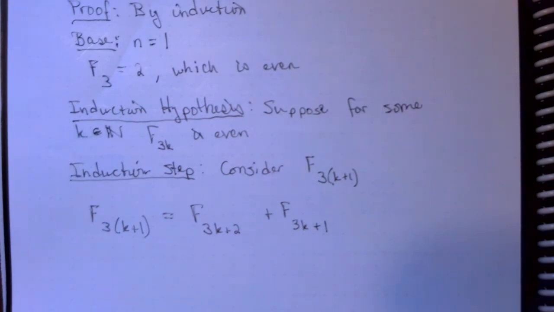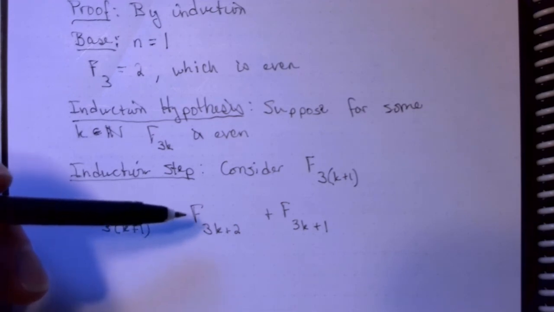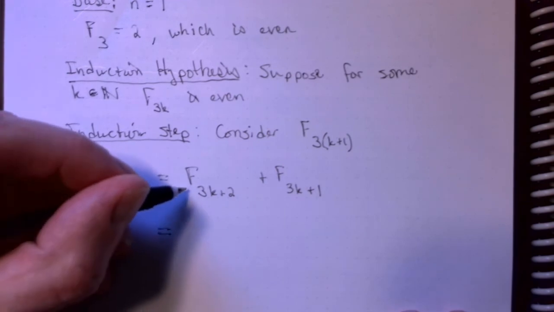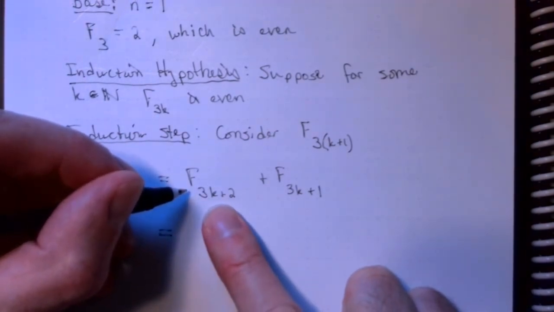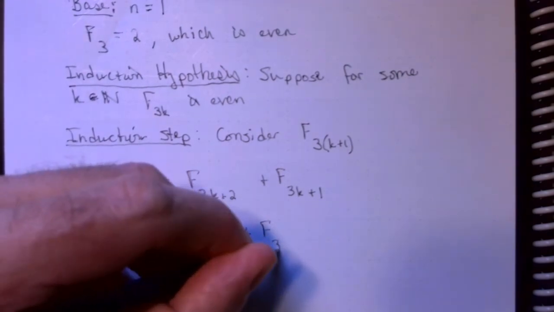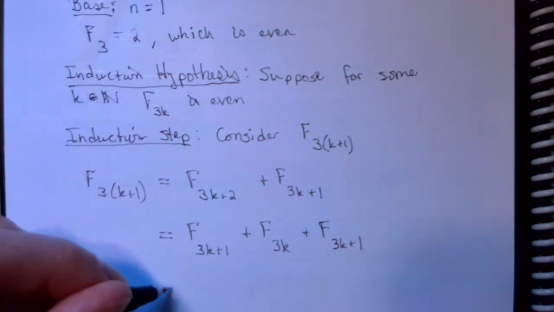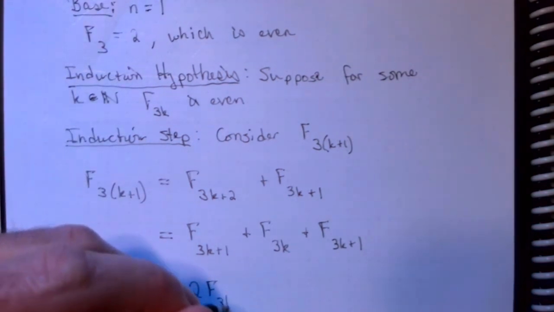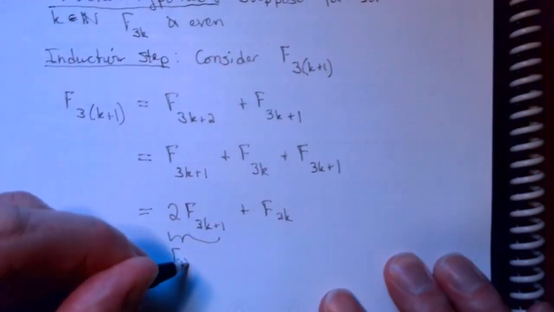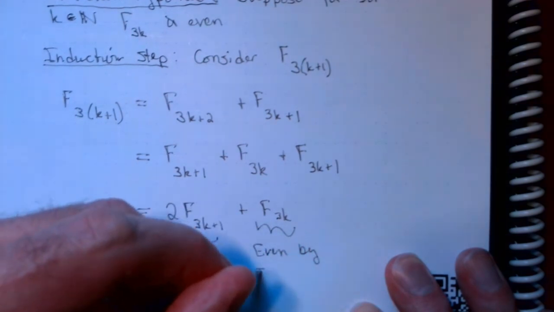Okay, not a huge amount of help there. So what I'll probably have to do is apply the definition of the Fibonacci numbers to these two terms. Now, if I apply the definition to this, I would take the sum of the two previous terms in the sequence, which would be F3k+1 plus F3k. All right, now notice I have another copy of that right here. Okay, so I can do a rewrite here. So this is certainly even because it's a multiple of 2. And this is even by the inductive hypothesis.